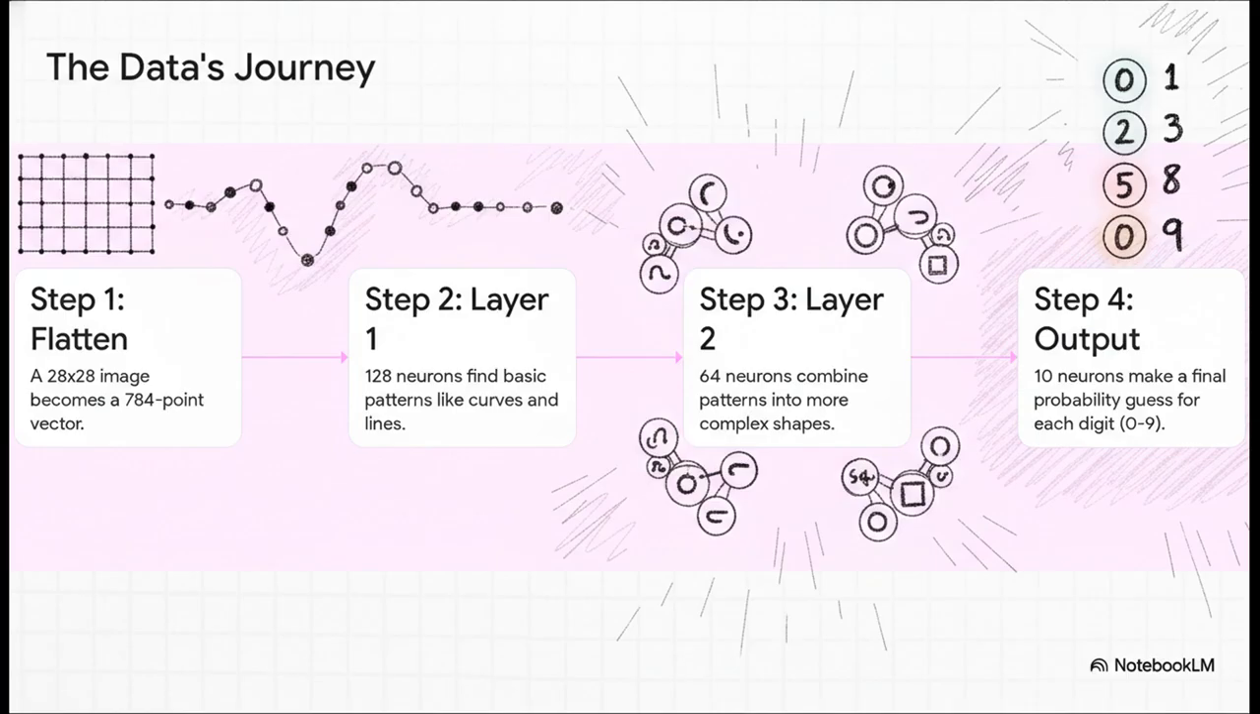That list then feeds into our first hidden layer. Think of its 128 neurons as tiny detectives, each one trained to spot super basic patterns, things like a straight line or a simple curve. Then, the second hidden layer takes those simple patterns and starts combining them into more complex shapes, like the loop of a 9 or the corner of a 7. And finally, we hit the output layer. It has exactly 10 neurons, one for each digit from 0 to 9, and its job is to make the final call, to spit out a probability for each possible answer.